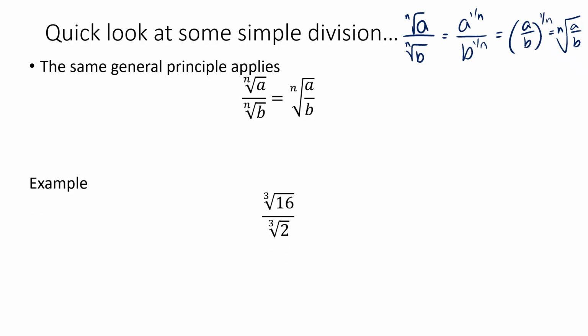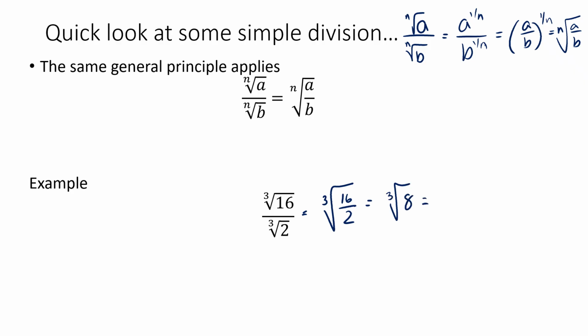So here's an example of one. And again, as with the multiplication, you can simplify the cube root of 16 and then do the division, or you can do the division and then simplify. So we'll opt for that first one. That would be the cube root of 16 over 2. 16 over 2 is 8.